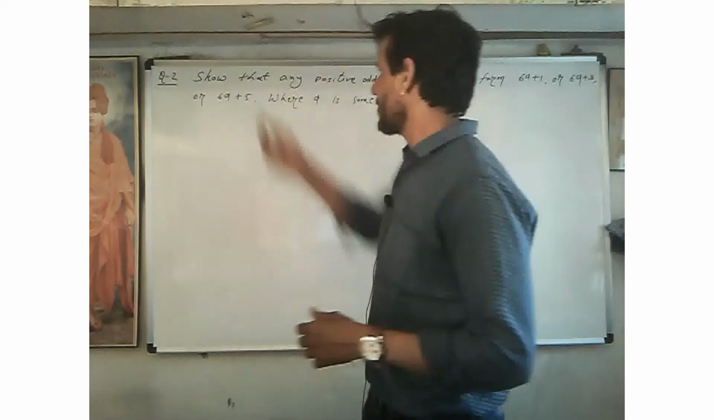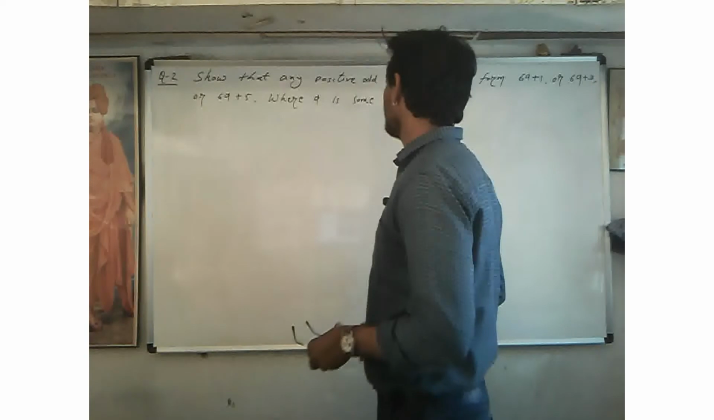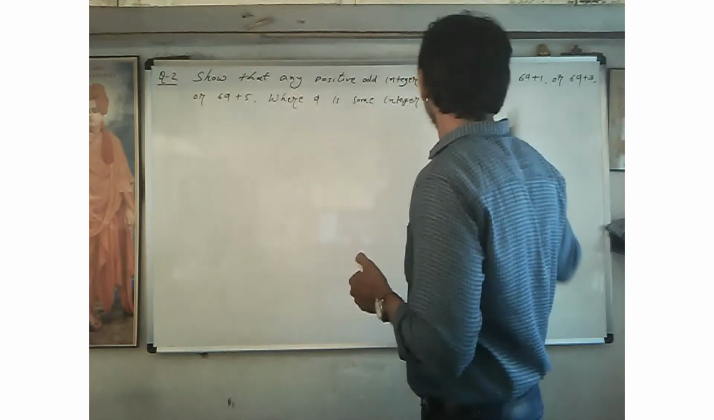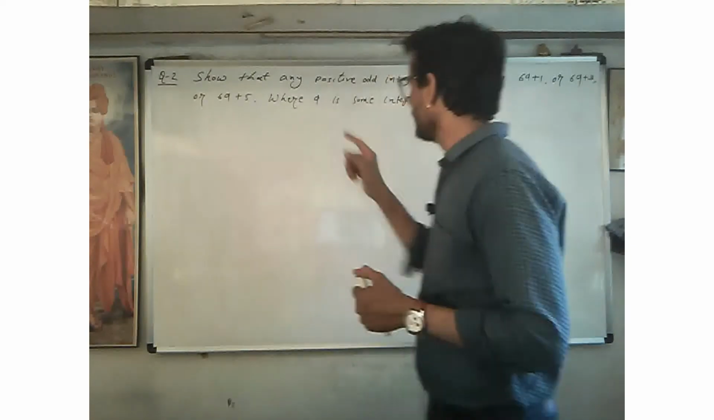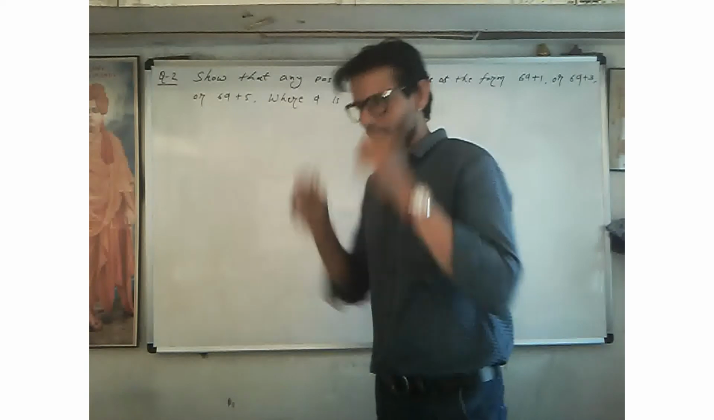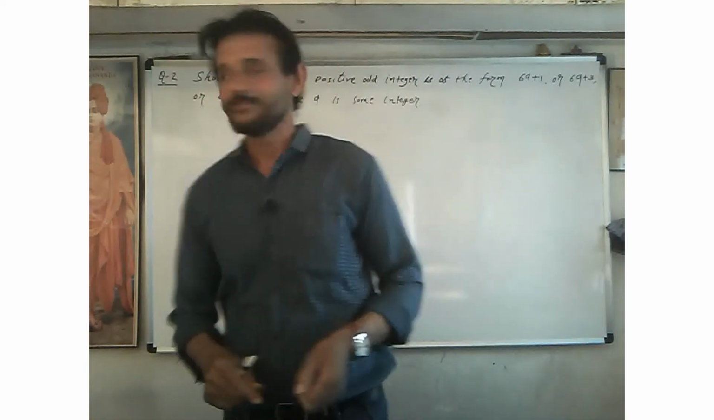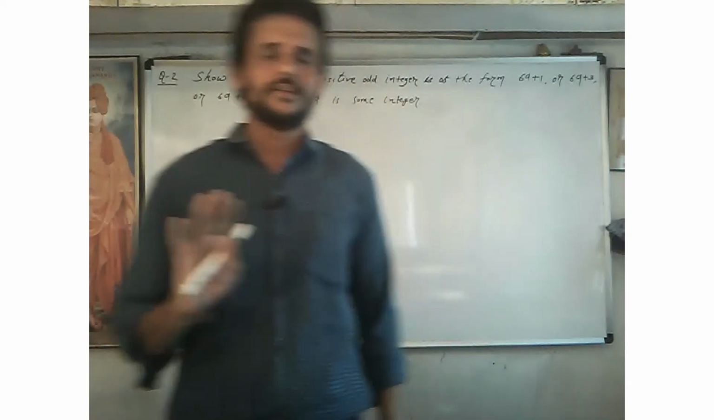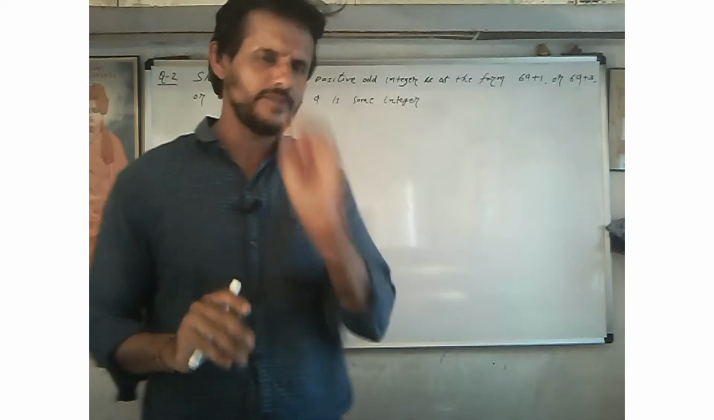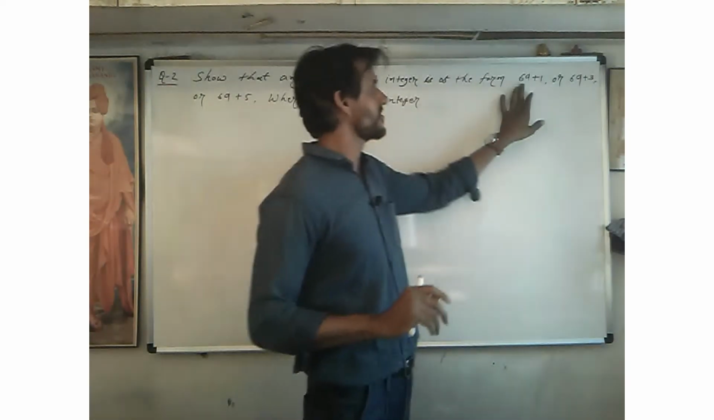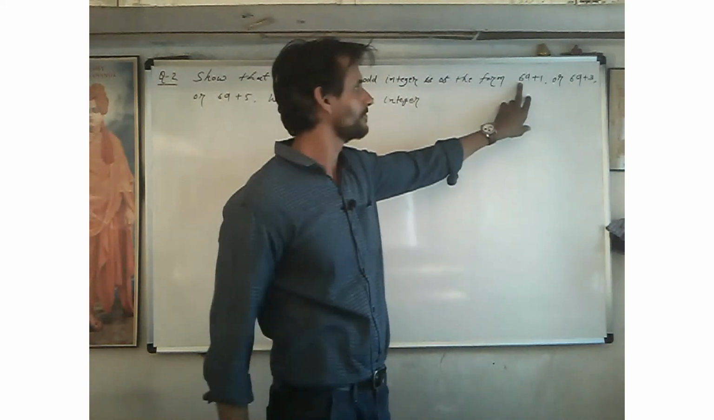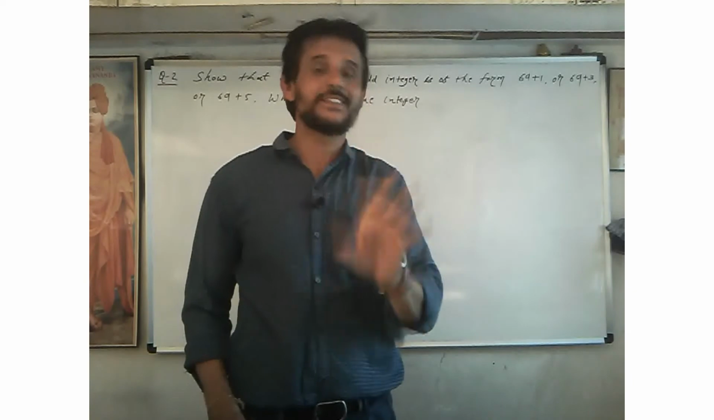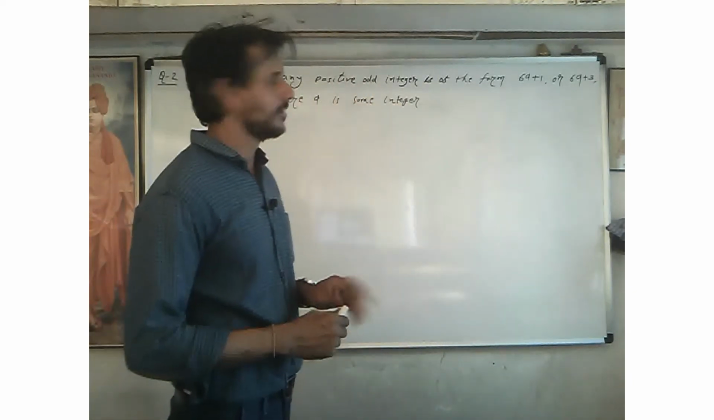Here is our second question. Show that any positive odd integer is of the form 6q plus 1 or 6q plus 3 or 6q plus 5, where q is some integer. This is what we have to show, nothing else. Here, suppose a is any positive integer, and b is equal to 6. See over here, b is equal to 6, and q is equal to or greater than 0.